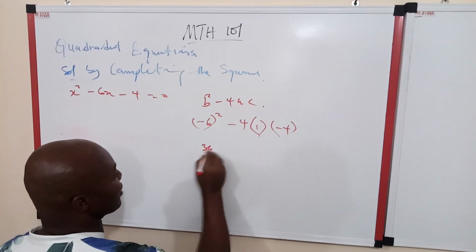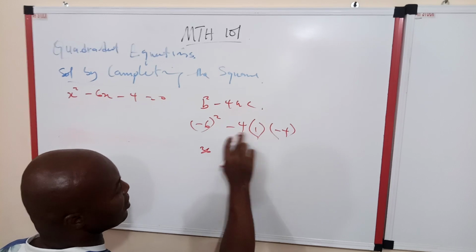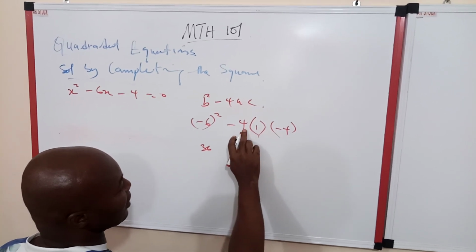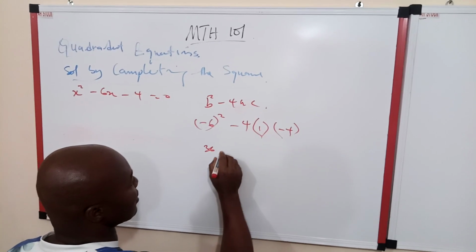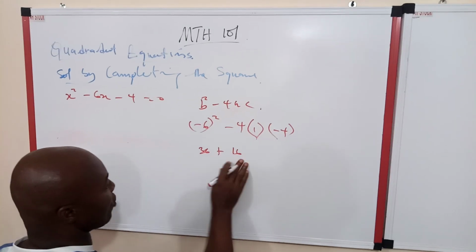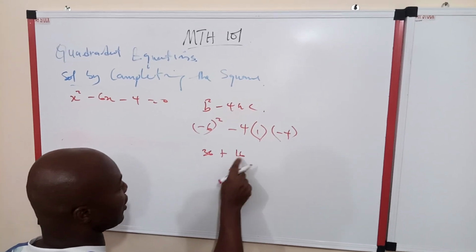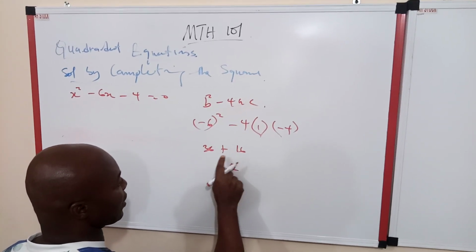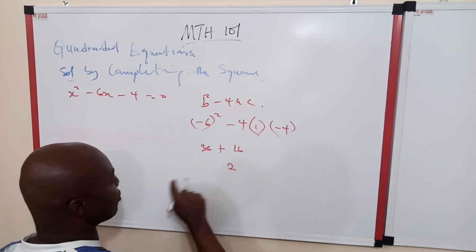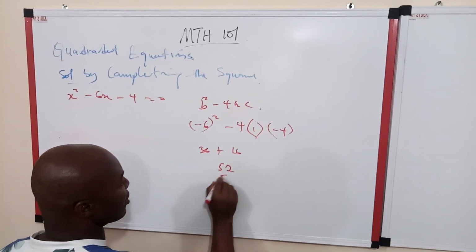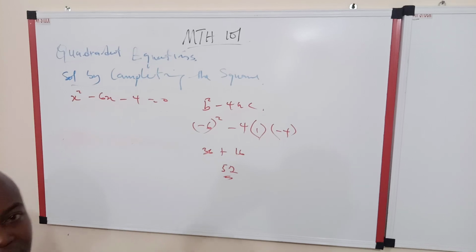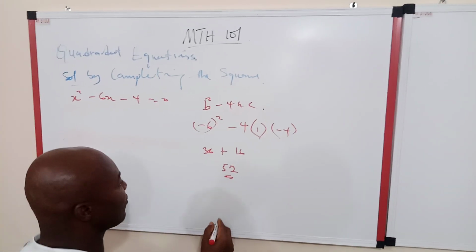Here we are going to have 36, then minus times minus will give us positive, then 4 times 4 is 16, plus 16. When you bring this together, we have 52. So you can now see that 52 is not a perfect square.